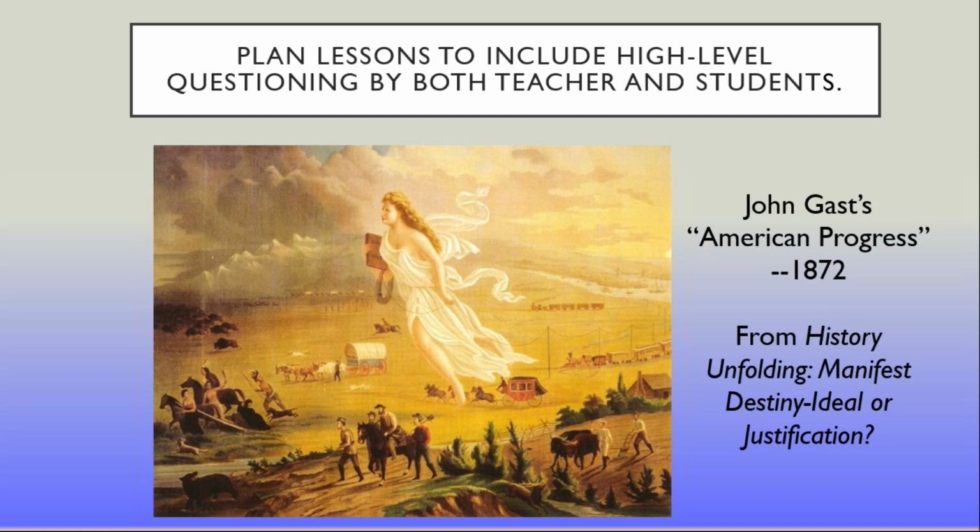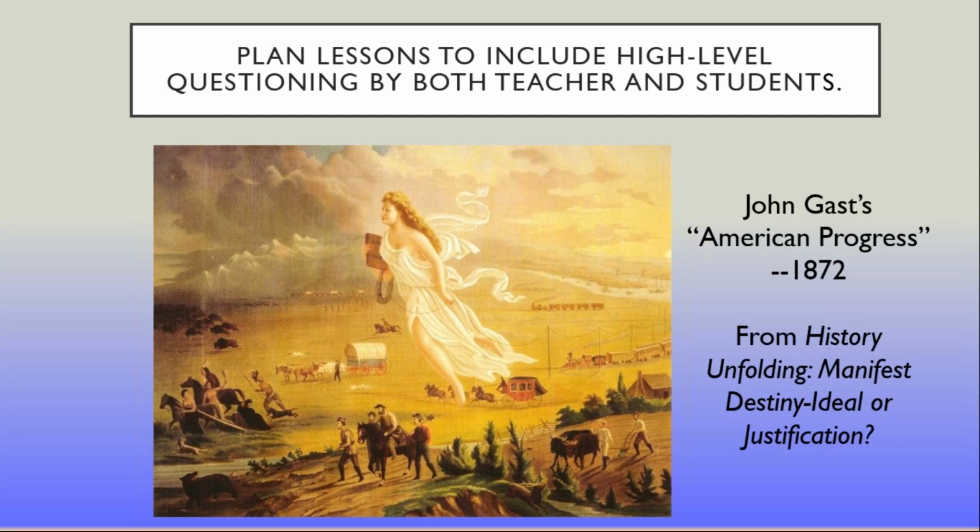So one way to do this is to use paintings or visuals or political cartoons to sort of pique their interest and build some background knowledge before you start your lesson. And this particular one is John Gast's American Progress, and it comes from the series History Unfolding. And you will see that series in Active Classroom is designed around using visuals. But this one particularly has a question: manifest destiny, ideal, or justification? Well, we're going to assume the students don't know anything about that, and we're going to start using this American Progress image to help them start to develop some of their own questions.